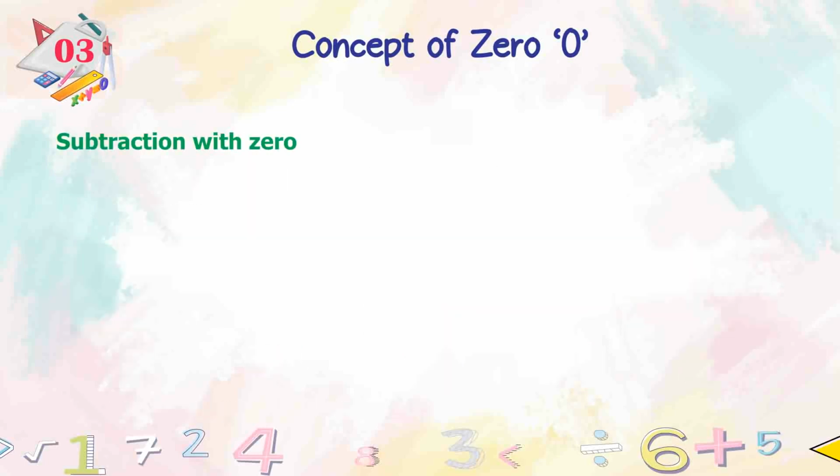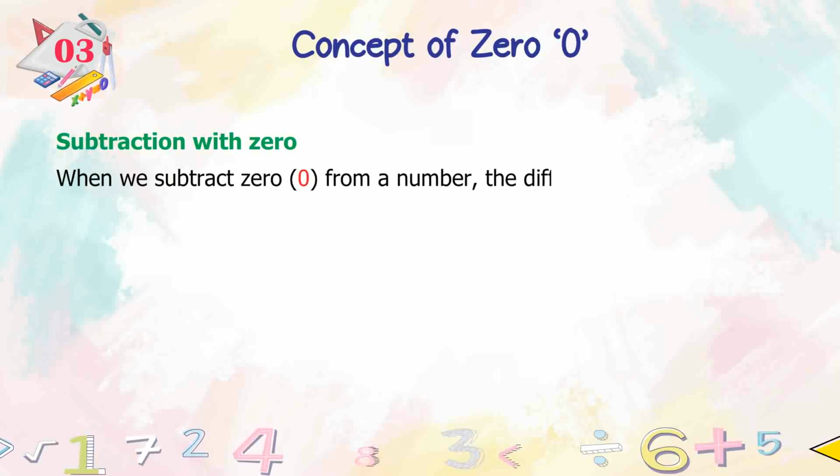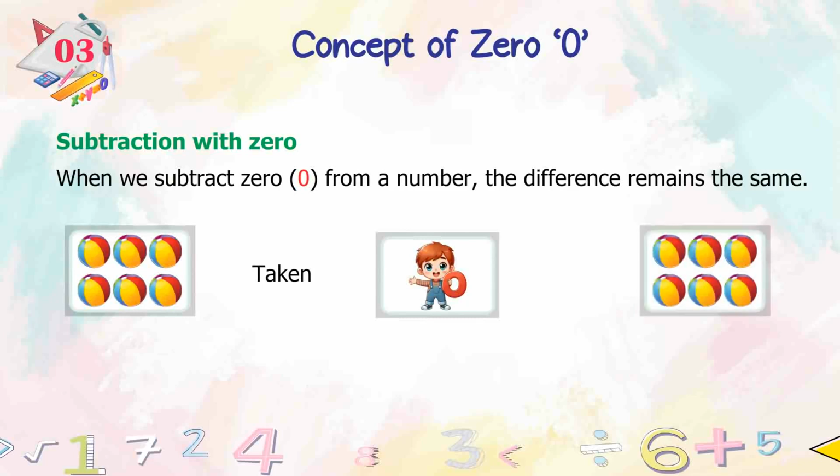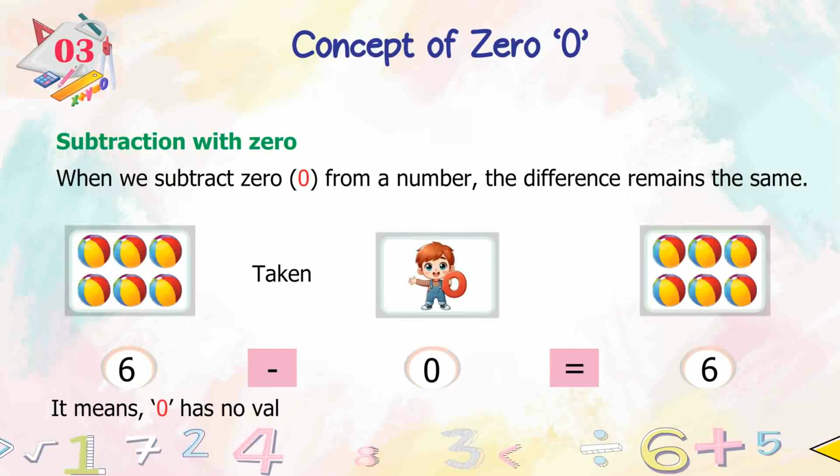Subtraction with 0. When we subtract 0 from a number, the difference remains the same. 6 taken 0 is equal to 6. 6 minus 0 is equal to 6. It means 0 has no value in subtraction.